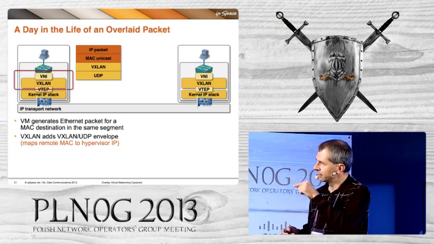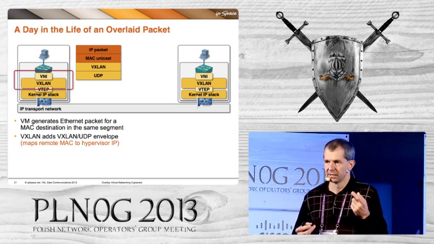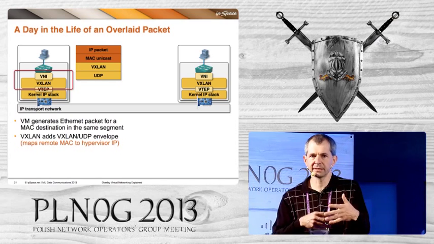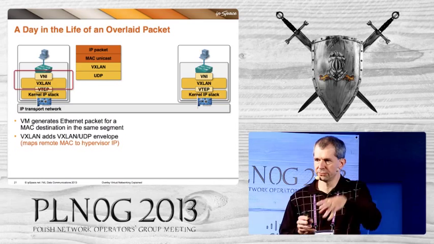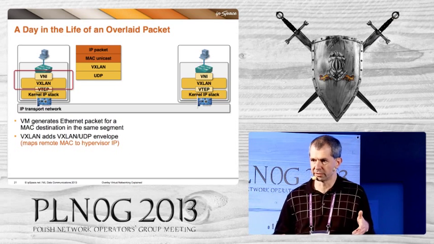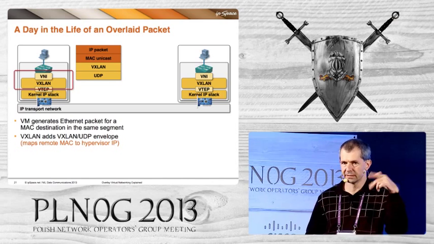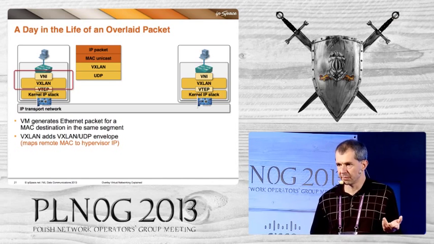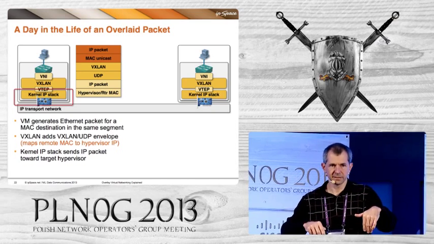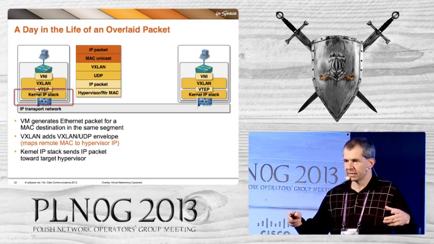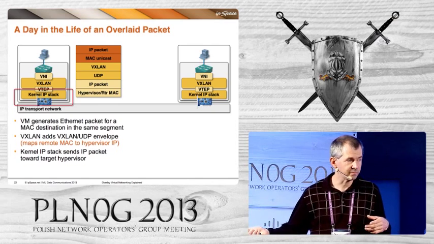And then VXLAN would use UDP for a very simple reason. We can hash the inside packet and put it into the source port, so we get the entropy we need for load balancing in the network core. That's why VXLAN is slightly better than GRE, where you don't have the entropy label. And then the whole thing goes down the stack, hits the IP stack, gets the outer IP header, and it's sent across to the other hypervisor.